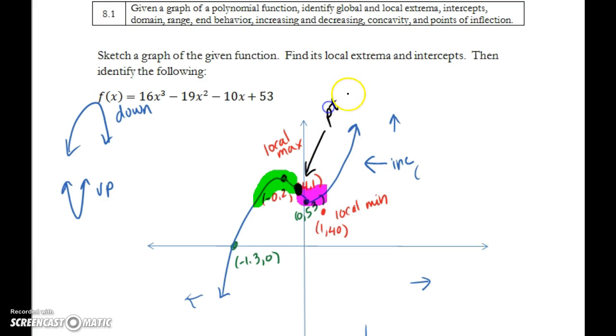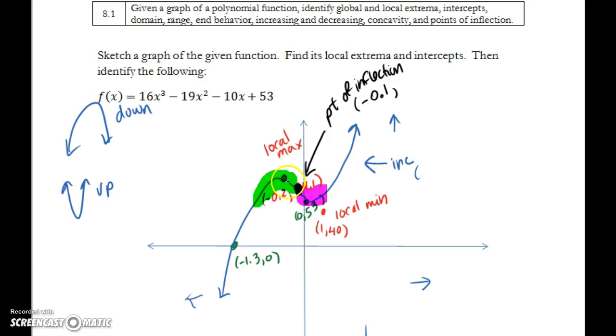And that point is called a point of inflection. It's where your concavity changes, so where it changes from down to up or up to down. And this is an estimation. We don't know this value without calculus. We just kind of have to estimate. So I know the x value of this point is between the local max and the y-intercept, so between negative 0.2 and 0. So I'm going to estimate it at negative 0.1.